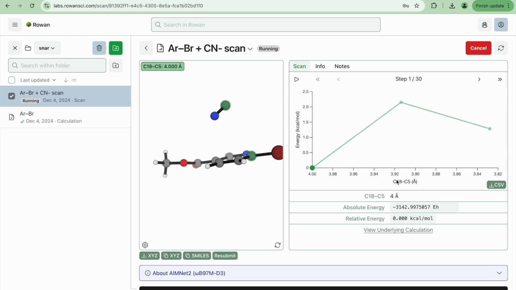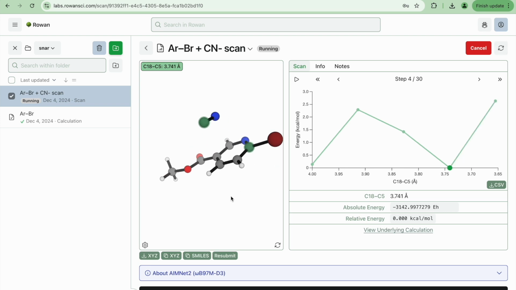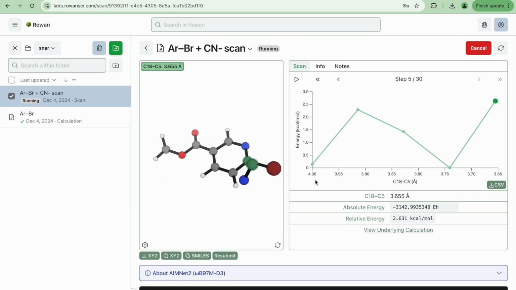So on the x-axis here, we have the C18 to C5 bond distance. So from 4 angstroms to 3.91 angstroms to 3.82 angstroms. And we can see that these are all pretty low in energy. The cyanide is really pretty far away. It's sort of bouncing around a little bit right now. Some odd and strange things are happening. But in general, we expect that the energy will start climbing at some point once we actually start reacting.